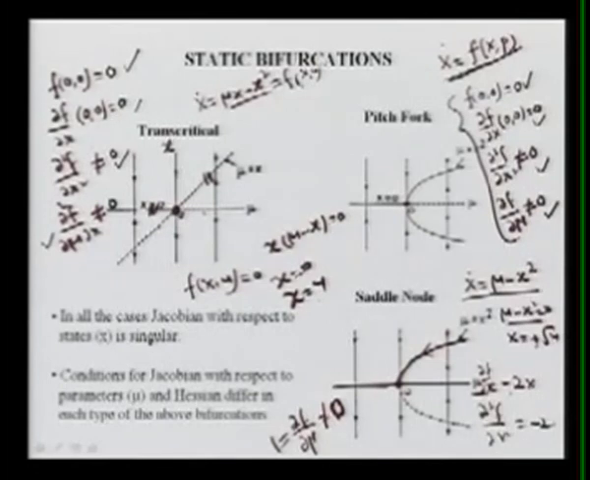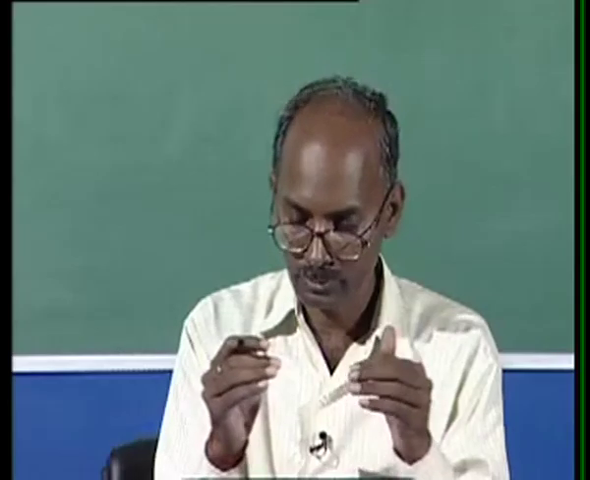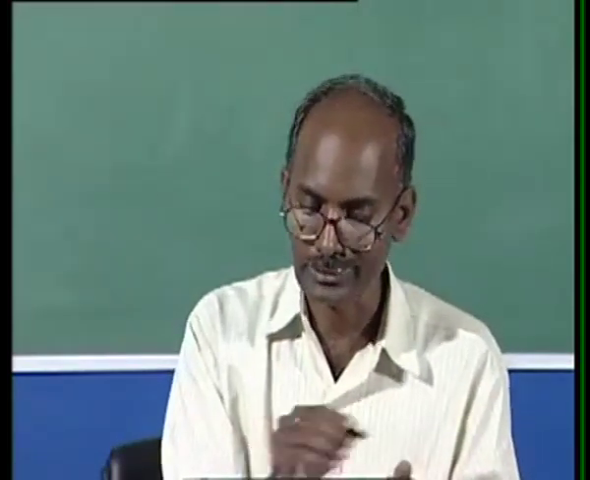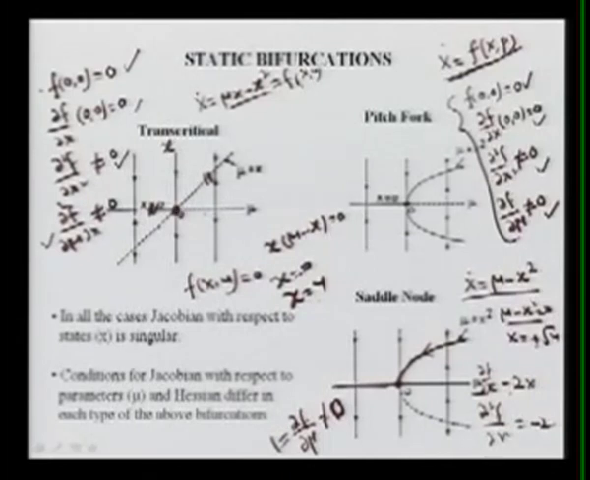So at the point where stable and unstable characteristics are meeting, it is called transcritical. Here you can see it is a transcritical. So the condition for the transcritical bifurcation is this, and the example for this I explained here.